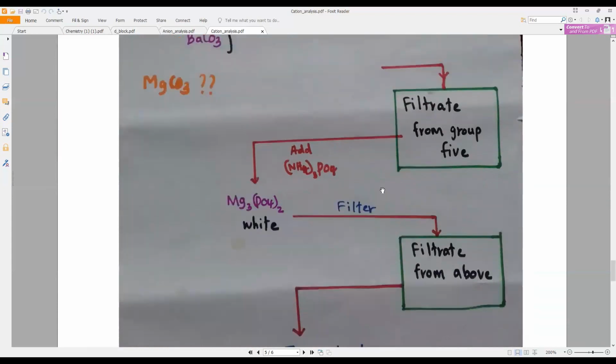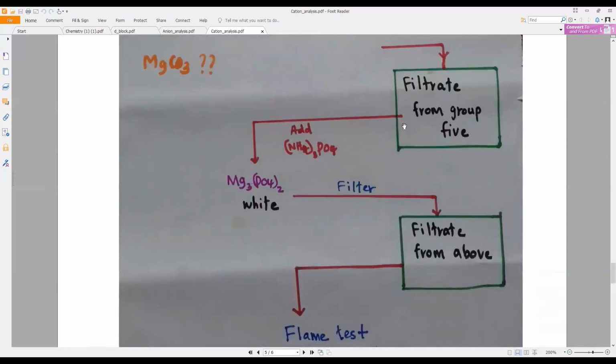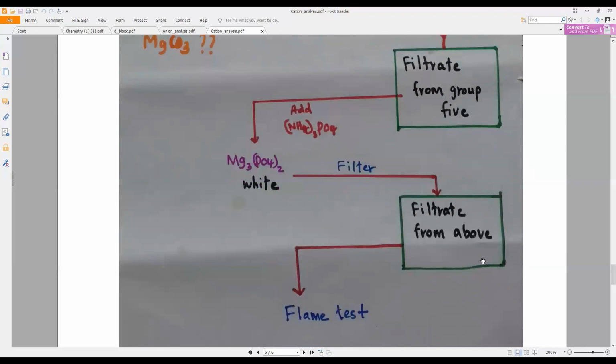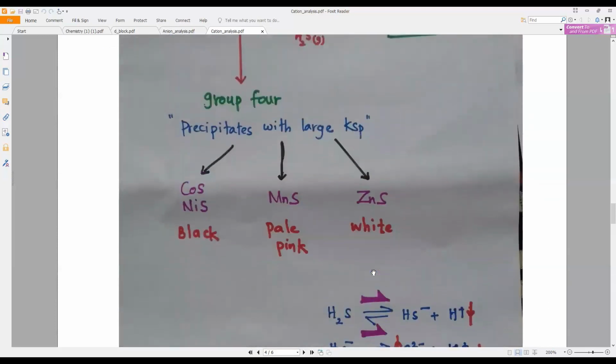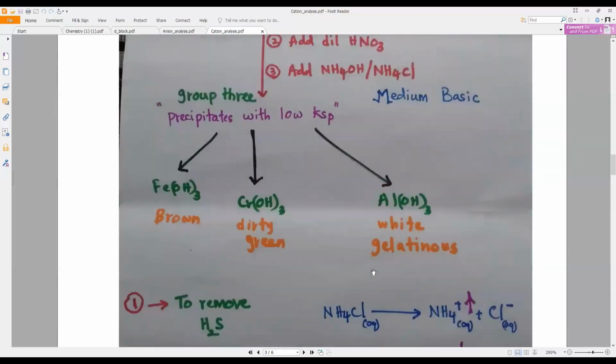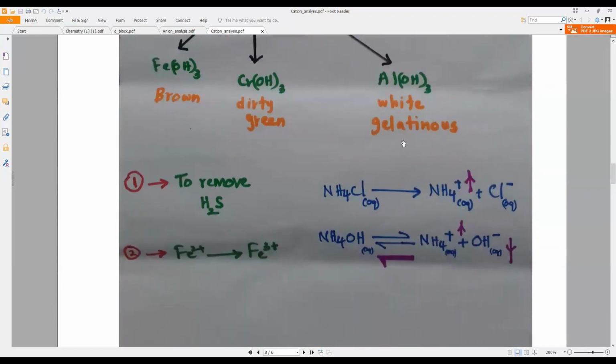This is where we find magnesium, after group 5, and after group 5 the filtrate is taken to the flame test. So if you precipitate magnesium here, there will be no magnesium in group 5. That is one point. The other thing is that magnesium hydroxide also is white in color, so it will interfere with aluminium hydroxide, because that is also white and gelatinous, right? So you can see I have explained this here.